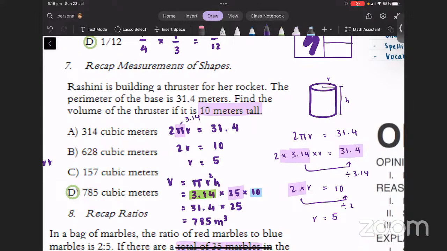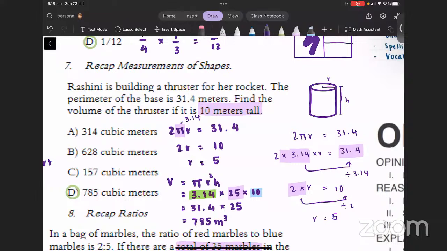So a thruster is just a cylinder, and we're told that the perimeter of this cylinder's base is 31.4 meters. The perimeter of the base is going to be the circumference of the circle. So the circumference of a circle is 2 pi r, that's the formula, with pi being 3.14, and then it goes on for infinity, and r being the radius of the circle, right? So 2 pi r equals 31.4.